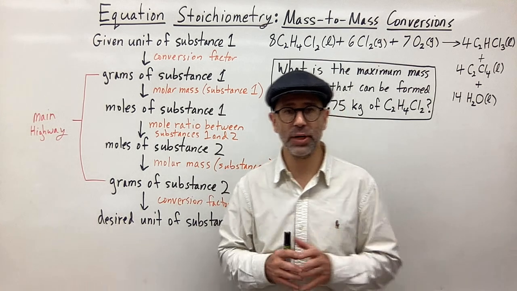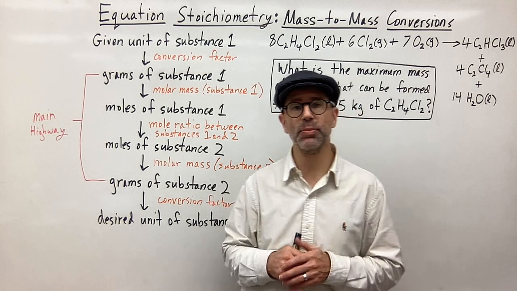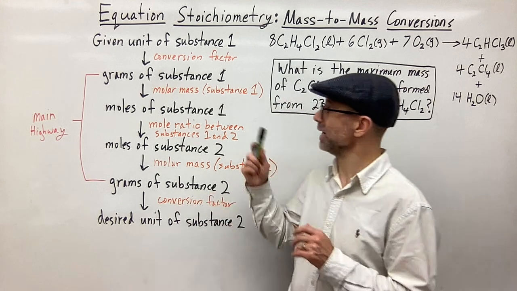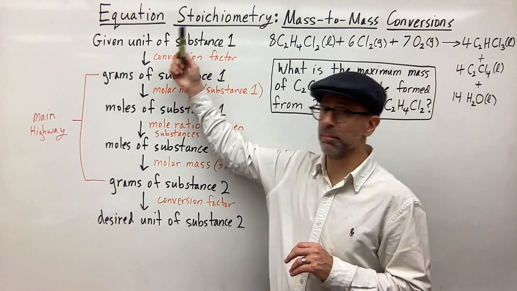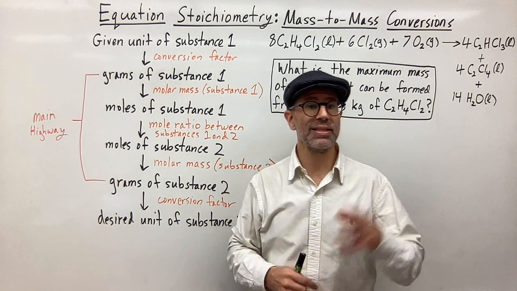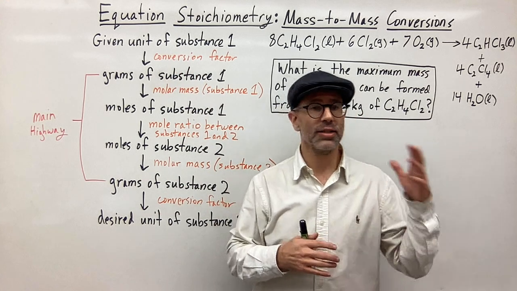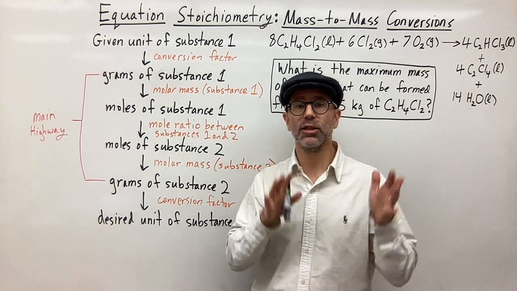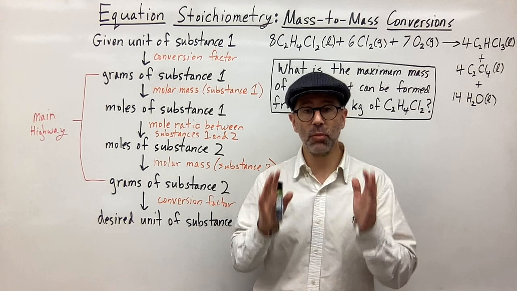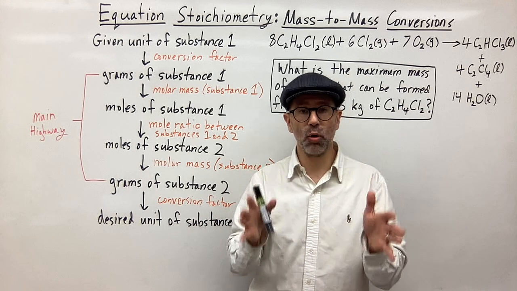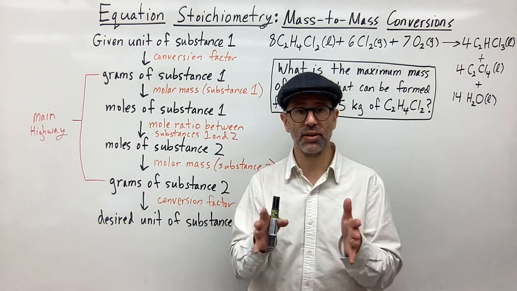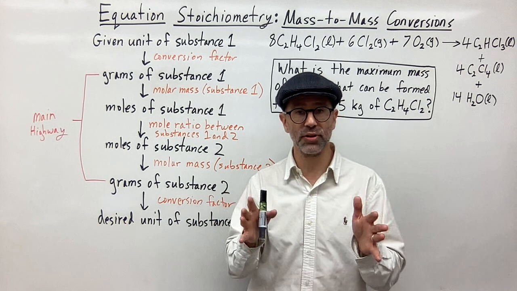So whenever you're doing this sort of stoichiometry problem, you've got to get to moles. And even if it's not a mass-to-mass conversion, maybe it's liters to mass or liters to liters or whatever the case may be, your goal is to get to moles. Once you've got to moles, you can now use your mole ratio to convert from one substance to the other substance. And that is the key to stoichiometry, using your balanced equation.